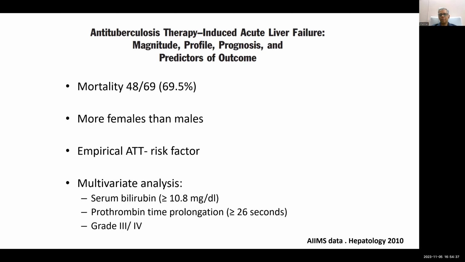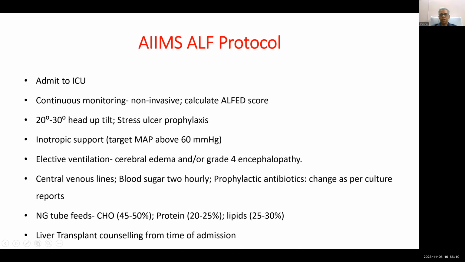What about ATTLF before I end the talk? ATTLF is associated with a very high mortality. One of the most important factors is that patients who have been started on empirical anti-tubercular drugs are at risk. That means those who didn't have tuberculosis but were given a trial of ATT are at risk of developing ATT-related ALF. Among these patients, the poor prognostic markers include a high bilirubin, high prothrombin time, and presence of advanced encephalopathy. And so, just to put it in a nutshell, our protocol is that we admit all such patients in ICU.